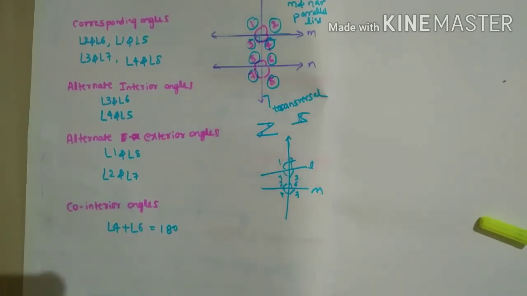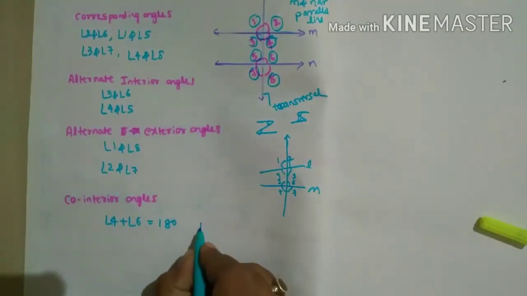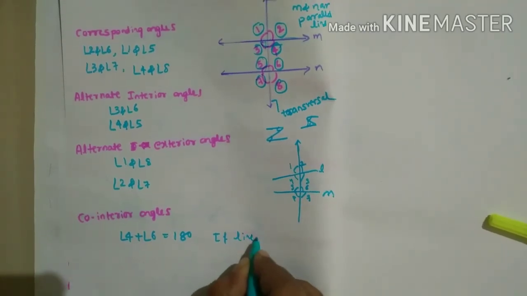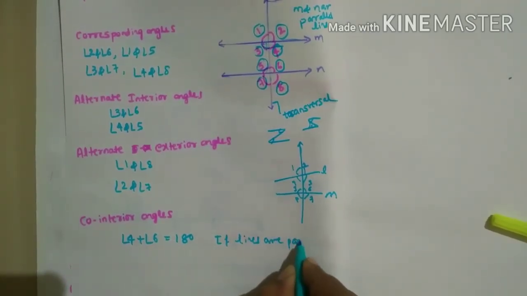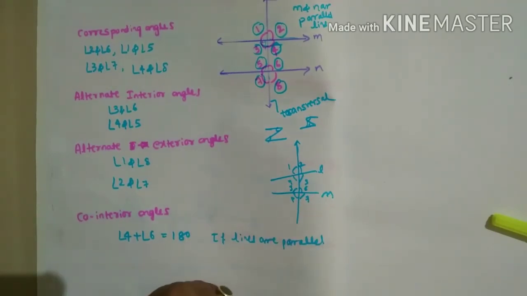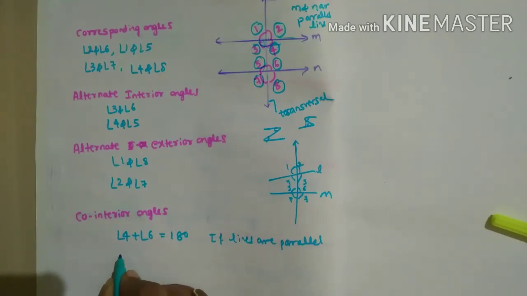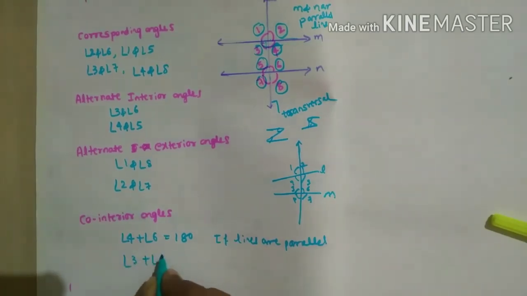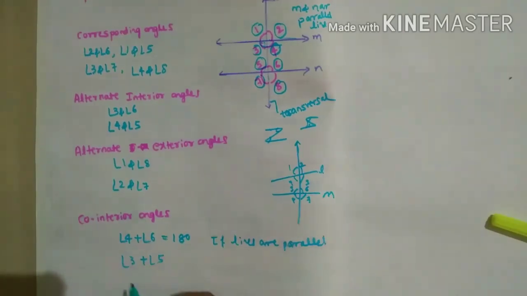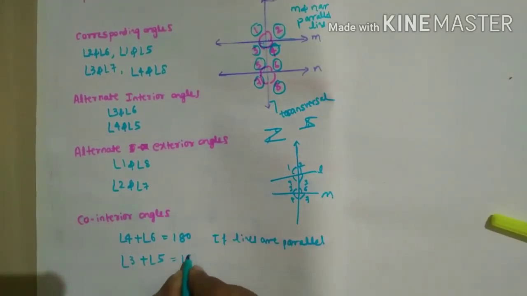Always, the sum of the co-interior angles is equal to 180 degrees if the lines are parallel. You should identify the co-interior angles and remember how they are related. Corresponding angles, alternate interior angles and alternate exterior angles will be equal, but the sum of co-interior angles is 180 degrees. One more pair of co-interior angles is angle 3 and angle 5, and their sum is also 180 degrees.